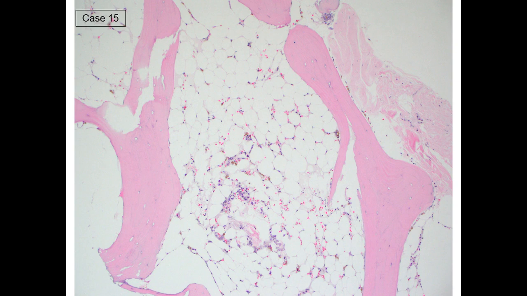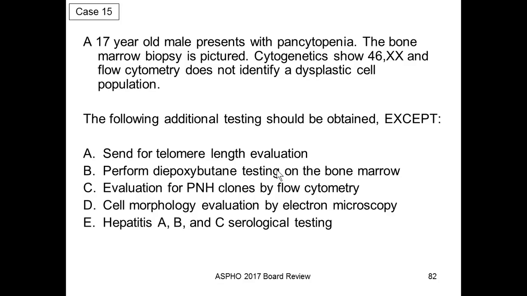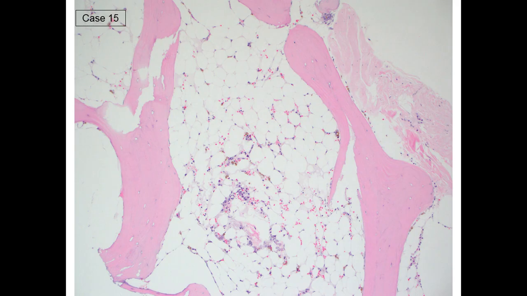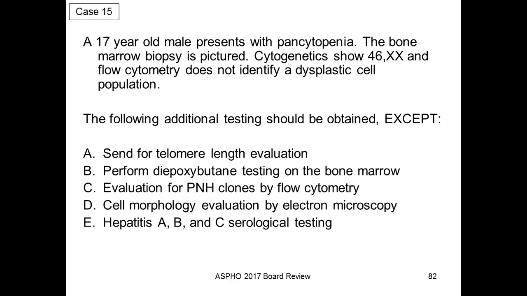So here's the bone marrow biopsy again. The pink areas are the bony trabeculae, and the hematopoietic space here is notably hypocellular. You can see just a small amount of residual hematopoiesis. So the correct answer here is cell morphology evaluation by electron microscopy.